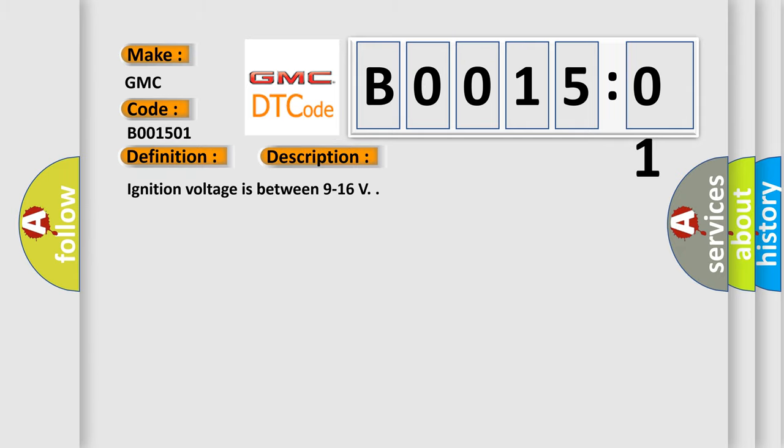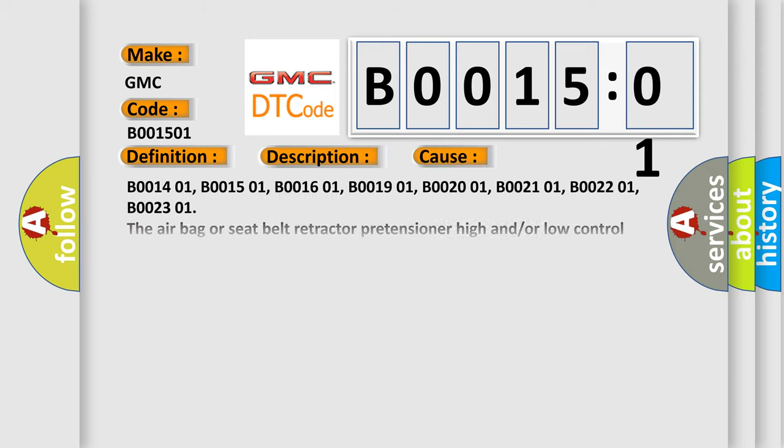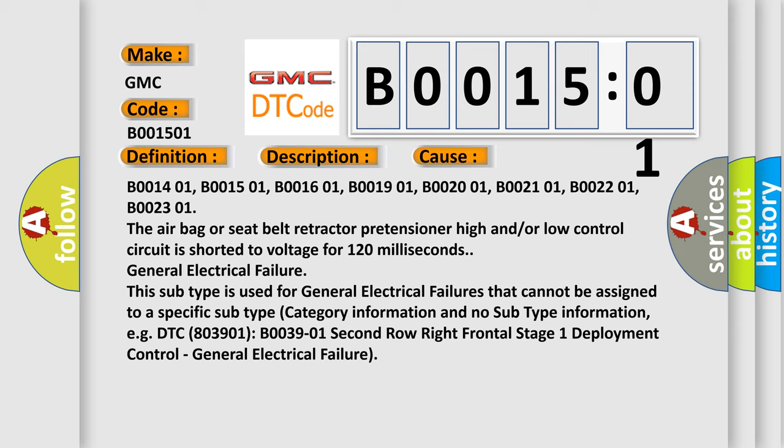Ignition voltage is between 9 and 16 V. This diagnostic error occurs most often in these cases: B0014-01, B0015-01, B0016-01, B0019-01, B0200-01, B0201-01, B0202-01, B0203-01. The airbag or seat belt retractor pretensioner high and or low control circuit is shorted to voltage for 120 milliseconds.